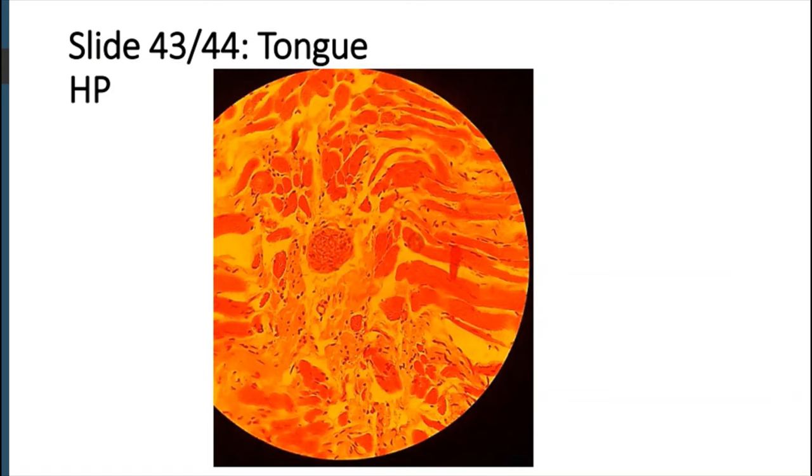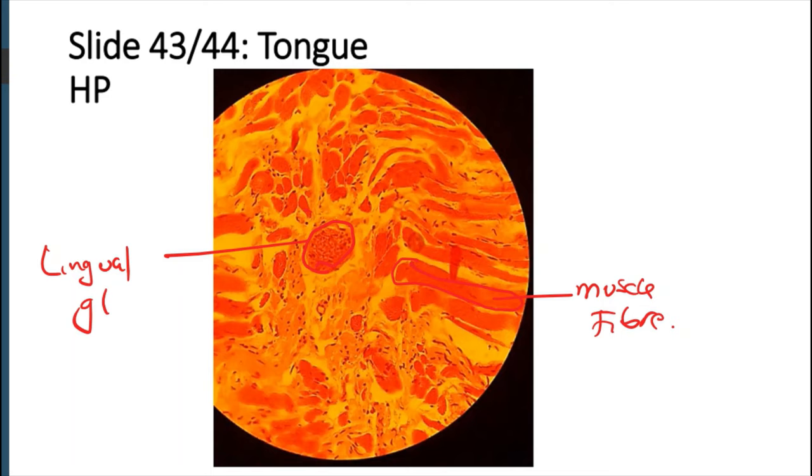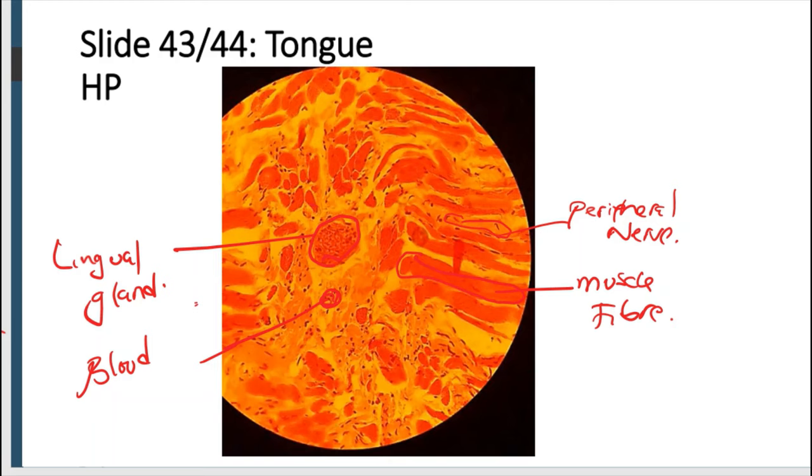So in the tongue, these are muscle fibers. So this is a muscle fiber here. And then this is a gland. So this is a lingual gland. The nerves are not readily demonstrated. What we say, this one here is the peripheral nerve. So you label it like that. Those are peripheral nerves. They're found very close to muscles. This one here is the blood vessel. That one there is the blood vessel. So you draw this entire slide and you demonstrate these structures.